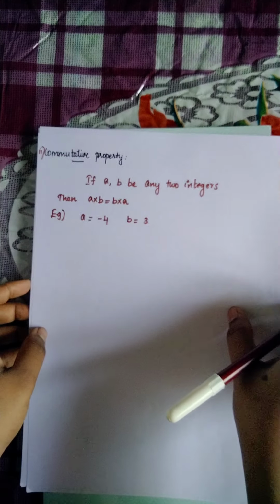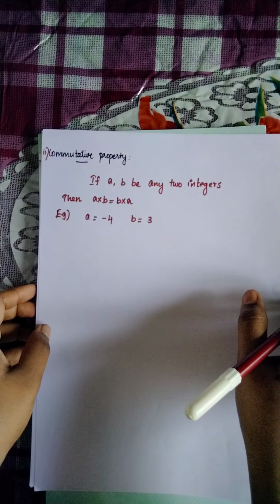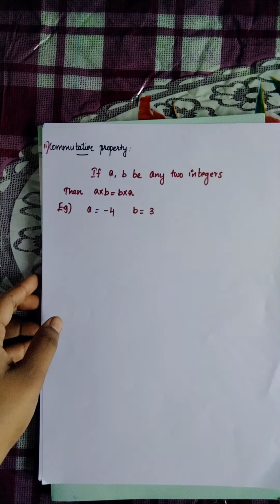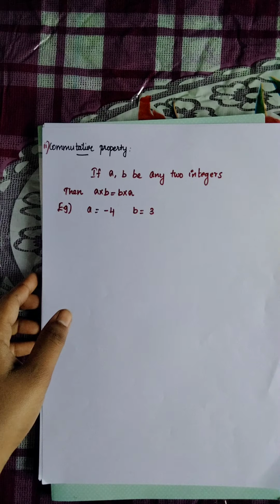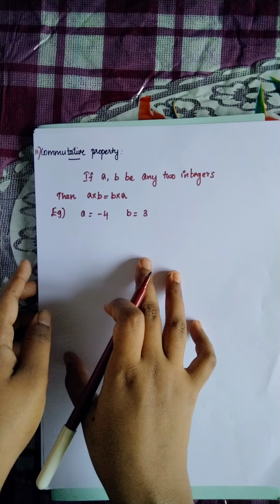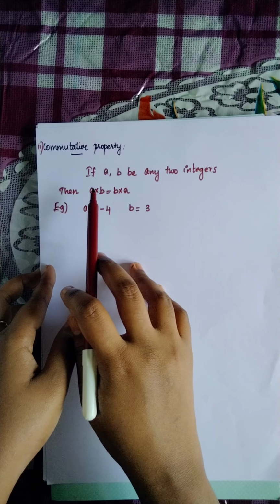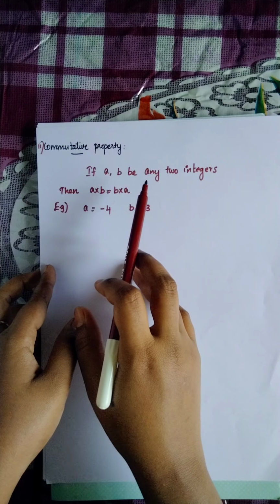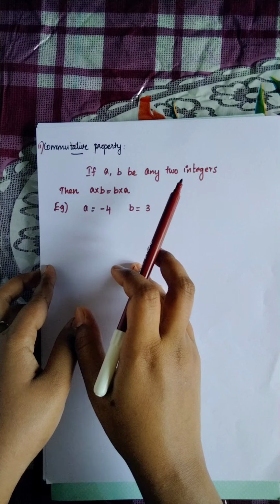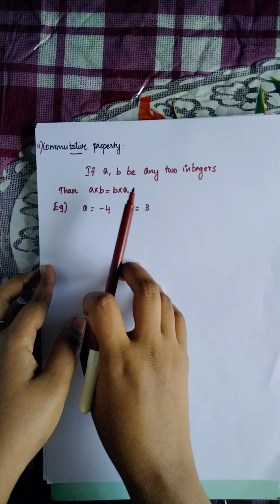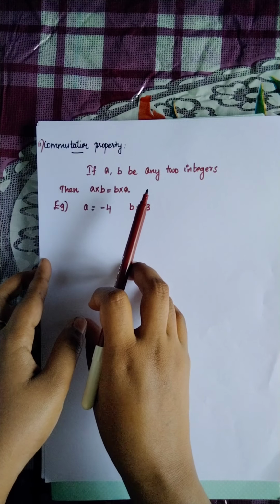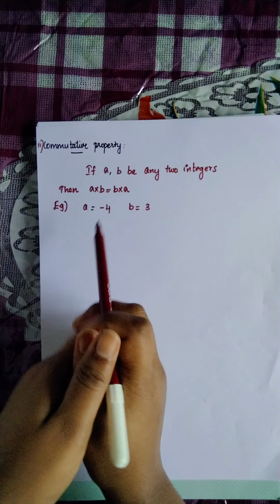Okay students, our next property is commutative property under multiplication. Here also we are going to take any two integers, right? If a, b be any two integers, then a into b is equal to b into a. Okay, so we can check.